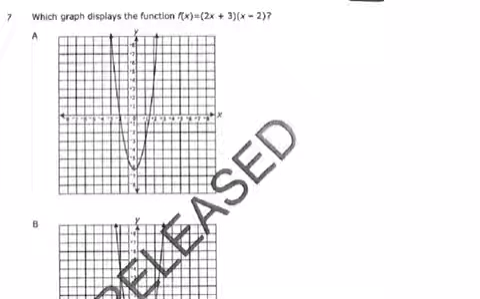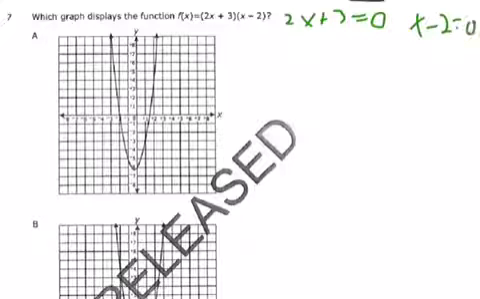All right, number 7 wants us to find the graph that shows this function, (2x + 3)(x - 2). And it's already factored out, and that is actually pretty helpful because we can set 2x + 3 equal to 0, and that'll solve for x, and x - 2 equal to 0, and those are going to give us the x-intercepts, or where it crosses the x-axis.